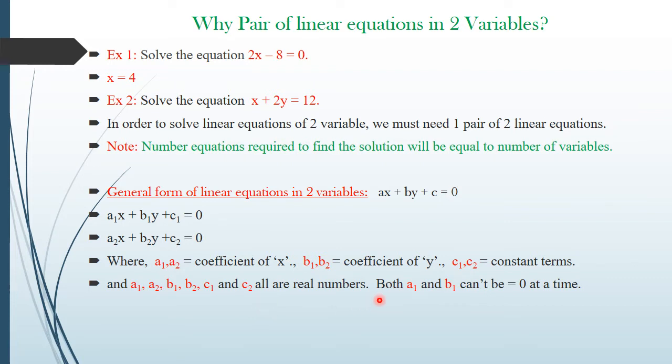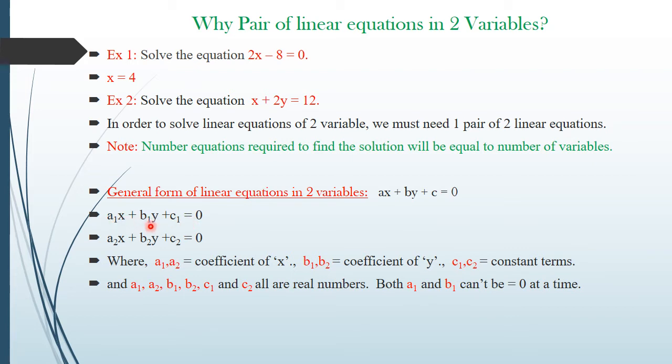Remember one important fact here, that a1 and b1 cannot both be equal to 0 at a time. What happens if a1 and b1 both become equal to 0? Then a1 = 0 means this whole term becomes 0, b1 = 0 means this whole term also becomes 0. Then c1 will be equal to 0. Any constant term, suppose the constant term is 1 here, can 1 be equal to 0? It is never possible. Therefore this condition is not satisfied here. Therefore a1 and b1 cannot be 0 at a time.